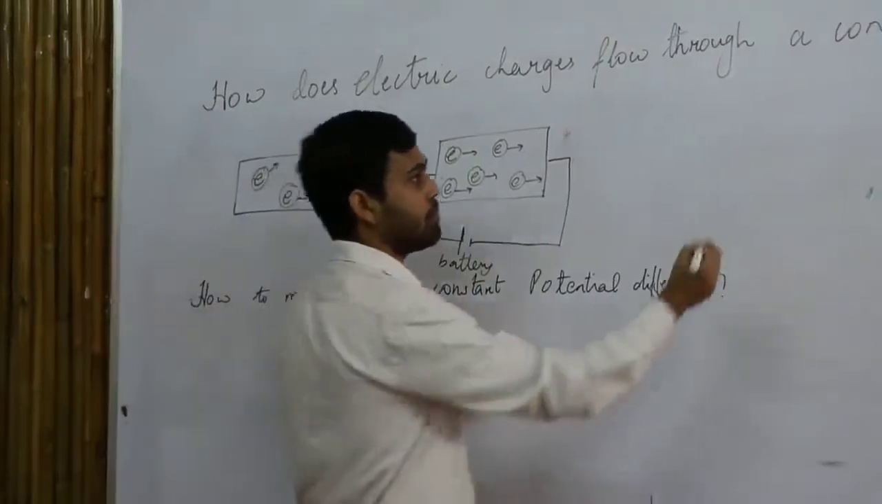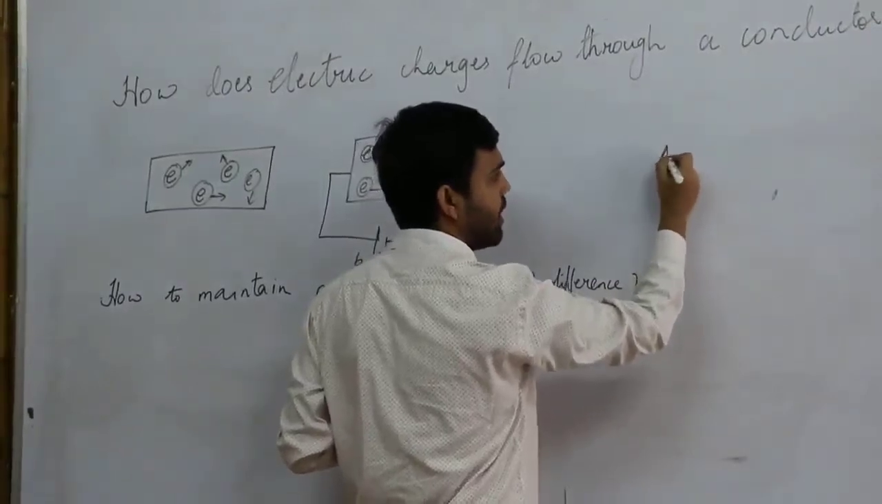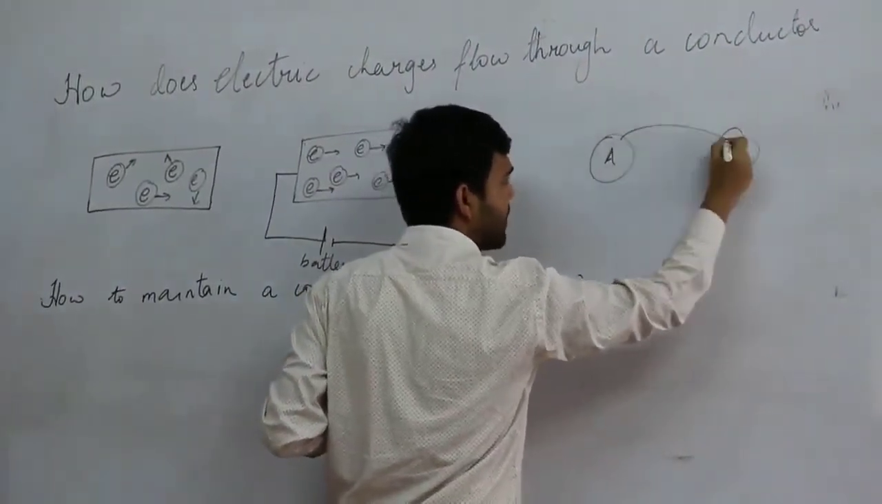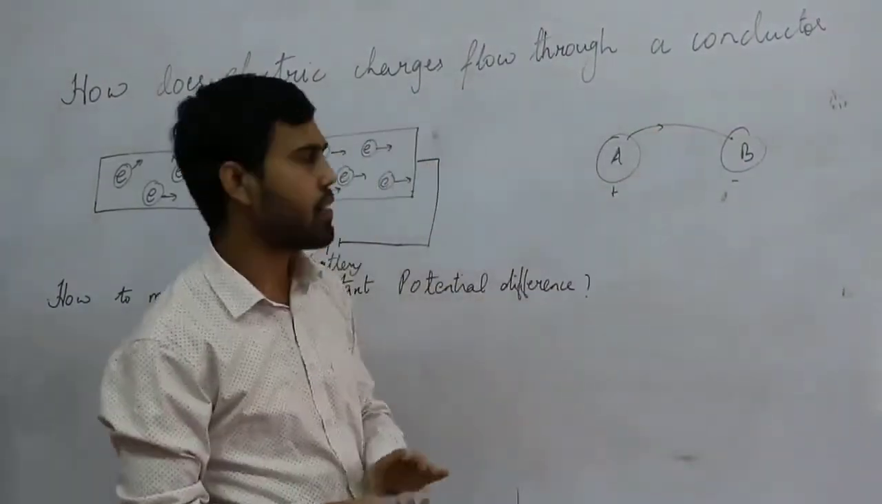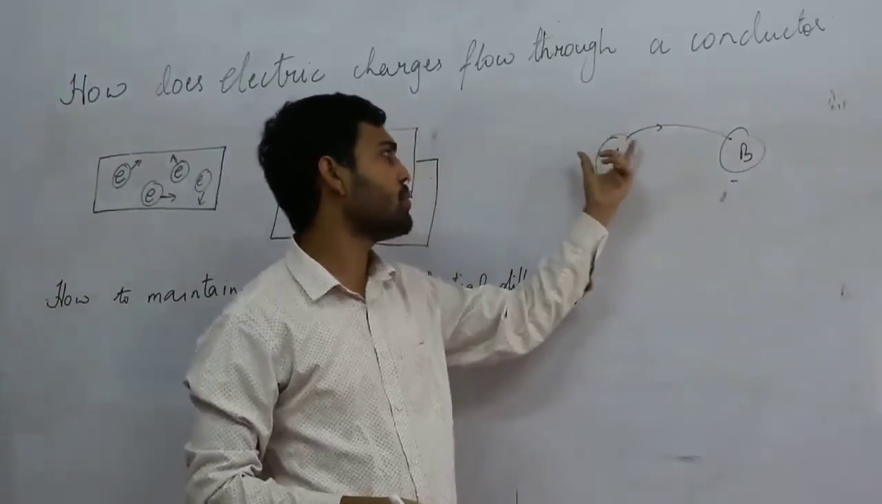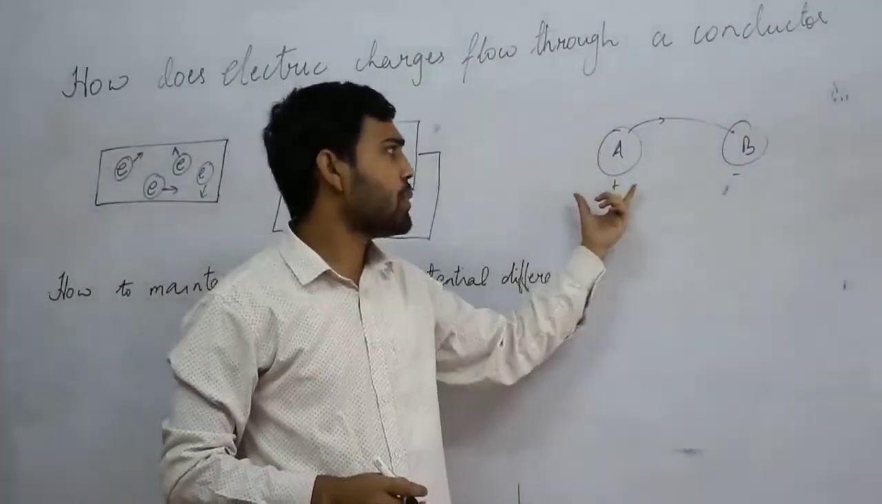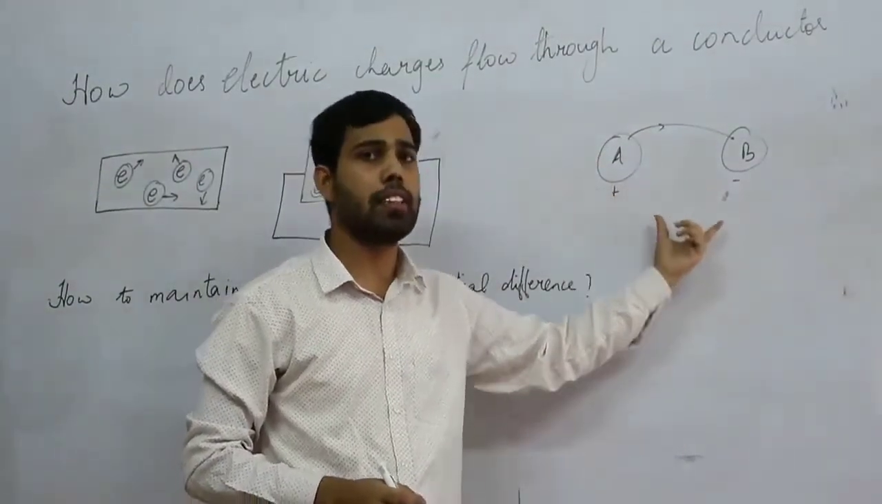What I mean is this: suppose I have two bodies, a body A and a body B. I connect these two bodies. If this is positive and this is negative, the conventional direction of current is from point A to B. Charges will flow from point A to point B. But this flow of charge will continue as long as there is a potential difference.